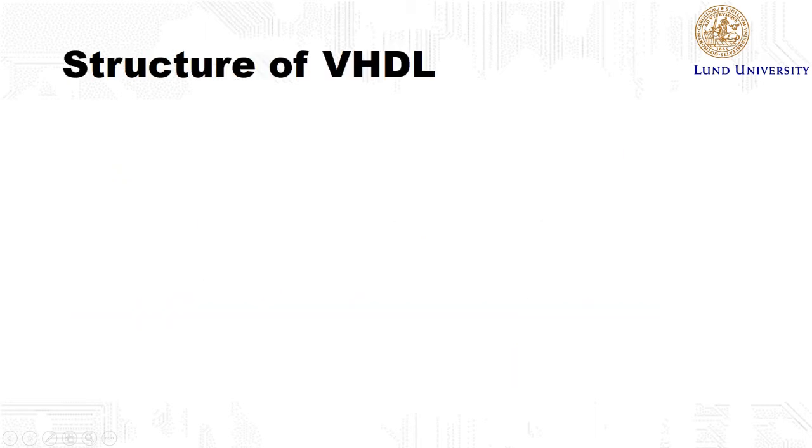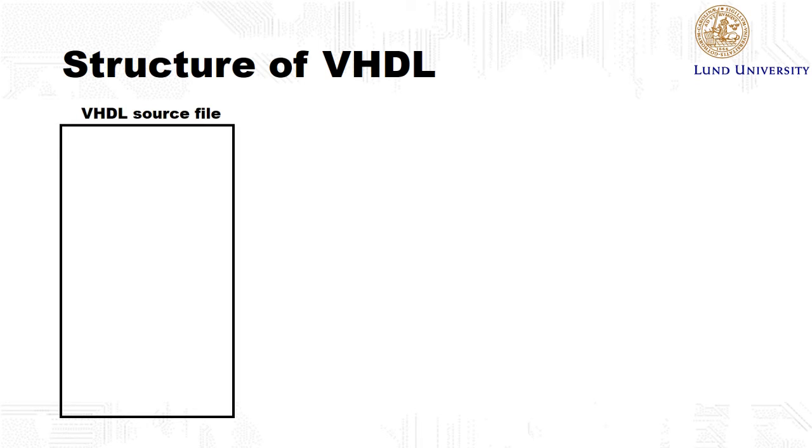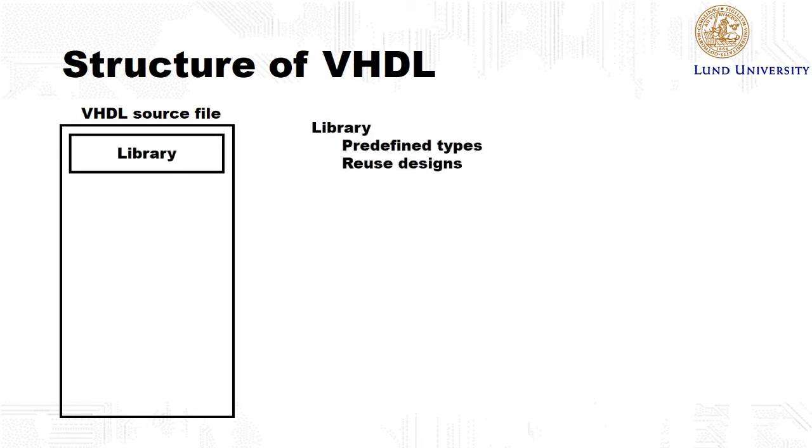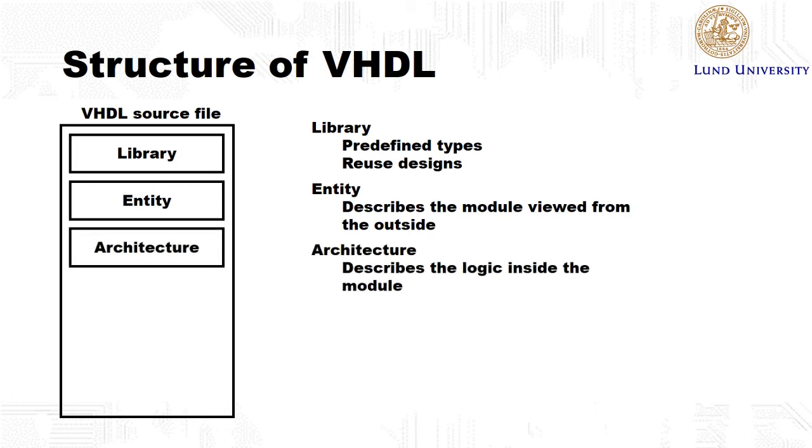So we will start with taking a look at the structure of VHDL. A source file in VHDL consists of different parts. We have the library. Here we can make use of predefined types. We can also put previous designs into a library and reuse them later on. We have the entity that describes the module viewed from the outside. The architecture describes the logic inside the module.